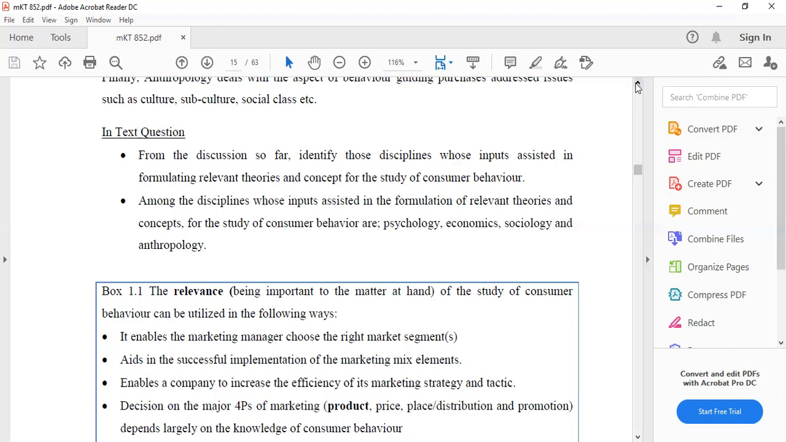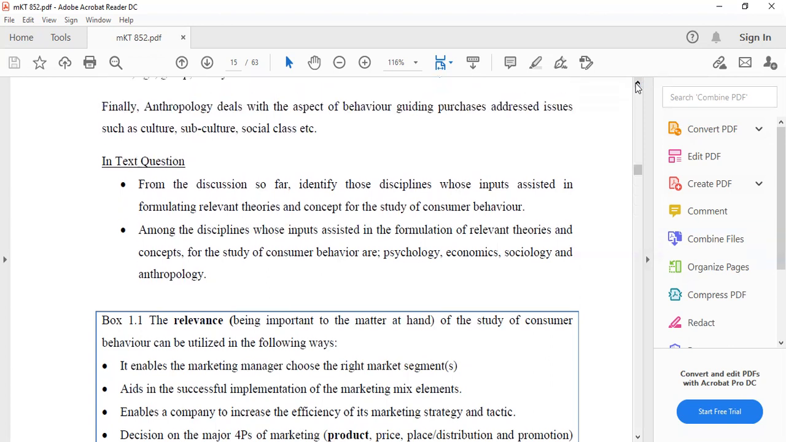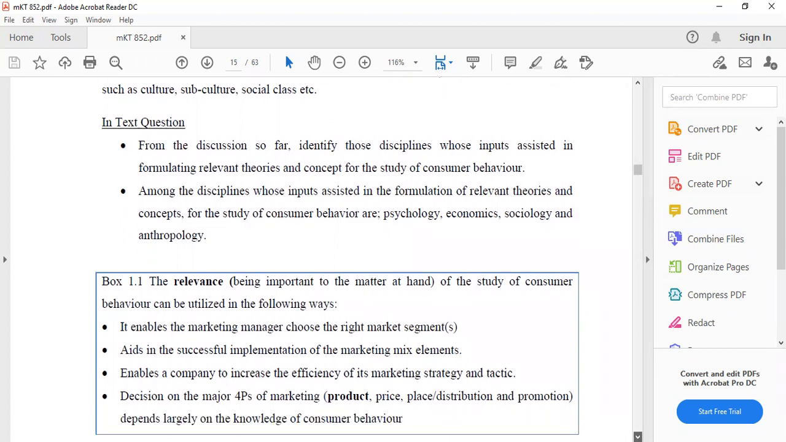Then that aspect of promotion is also a very important aspect of consumer behavior.